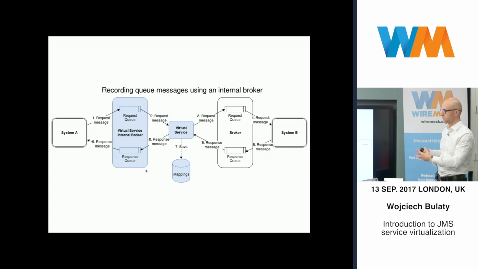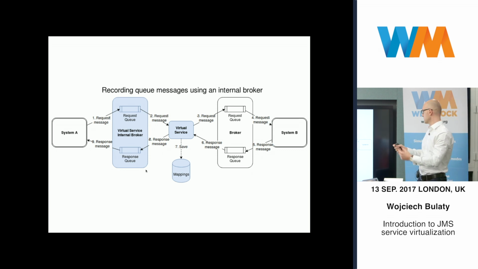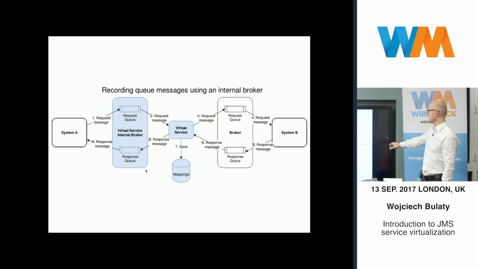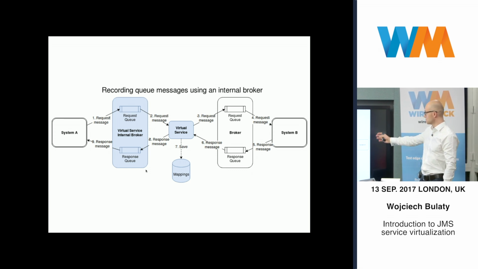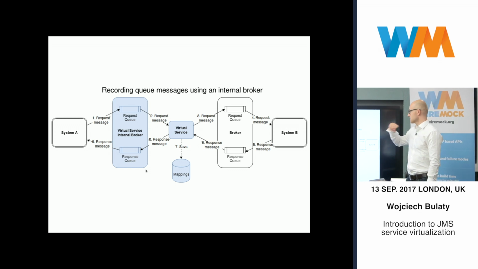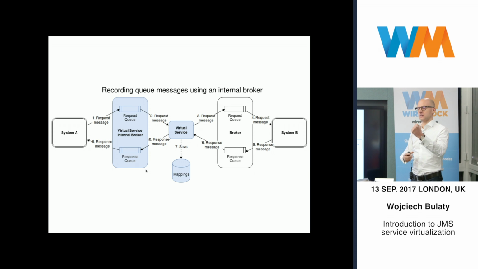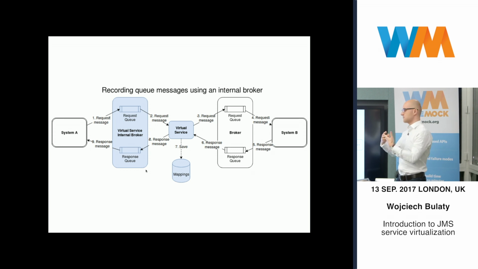the real broker. That's arrow number 3. Arrow number 4, system B consumes that message, does some processing. After a while, it sends the response message, that's arrow number 5, to the response queue on the original broker. Arrow number 6, virtual service consumes that response message, and it notices that, okay, I've had a request message, now I've got a response message. How about I create a mapping for those?